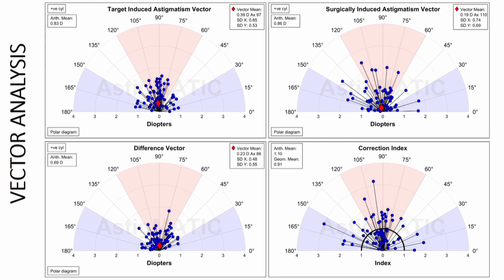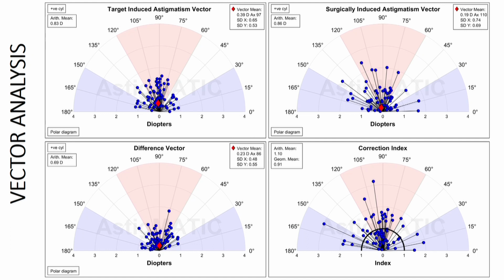We went ahead and applied vector analysis to our post-operative findings. These charts were given by the Astigmatism software. The first shows the target-induced astigmatism, which is the range of astigmatism that the surgery intended to induce. The second graph shows the surgically induced astigmatism, which is the achieved range of astigmatism. And the third shows the difference vector, which shows the remaining astigmatism and provides a summary of the astigmatic error considering both magnitude and axis. The difference vector is an absolute measure of success.